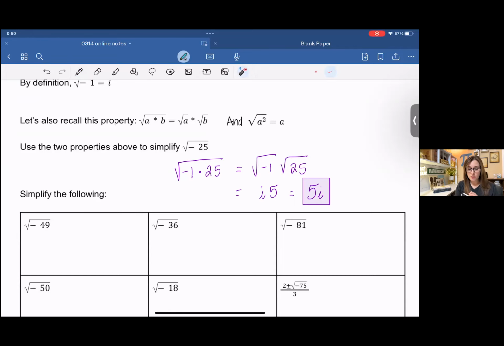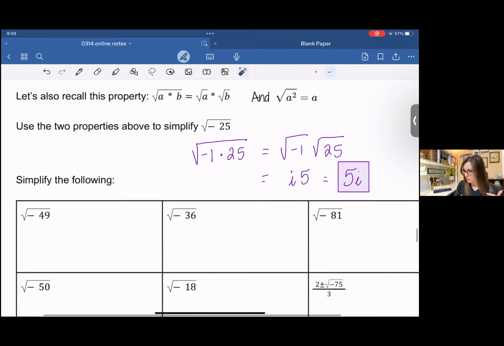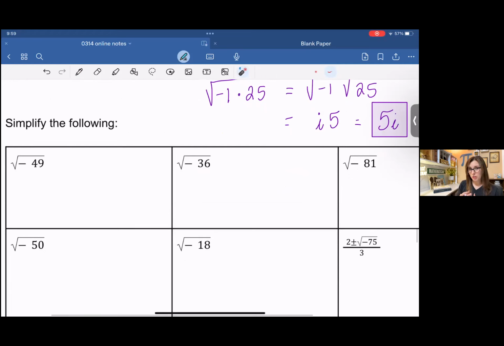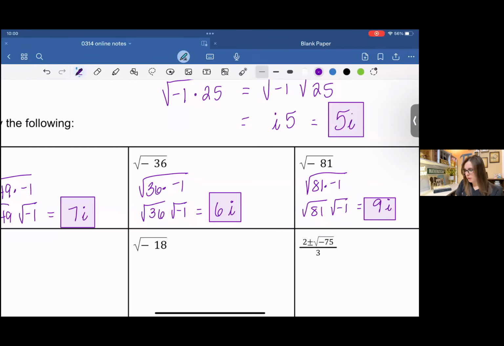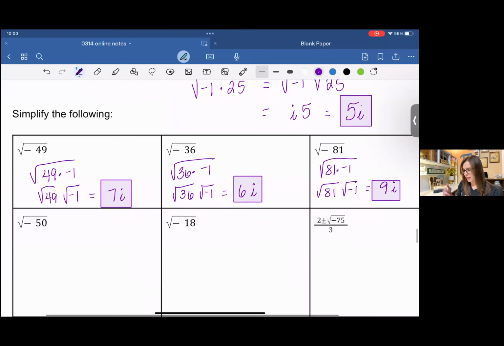Okay, when they're perfect squares, it's nice and easy, and you can simplify these three probably pretty quickly in your head. So go ahead and try it. Pause it, try it, come back. For these, you should have gotten 7i, 6i, and 9i. And that's all you have to do. As I promised, imaginary numbers are not as scary as you think. It just means when there's a negative under the square root, you pull out an i. That's all.